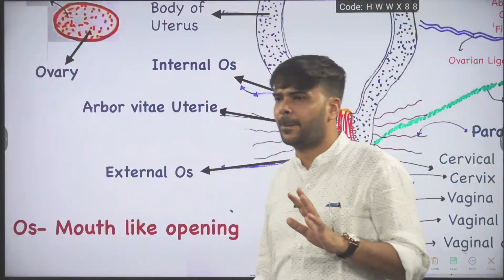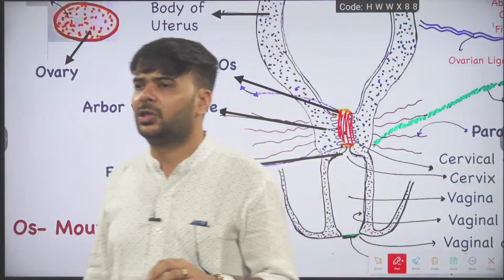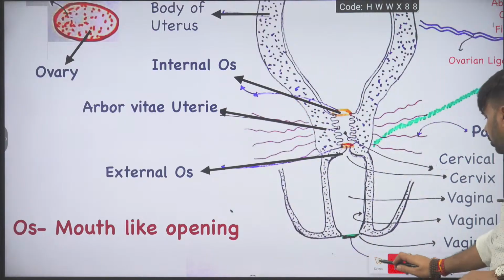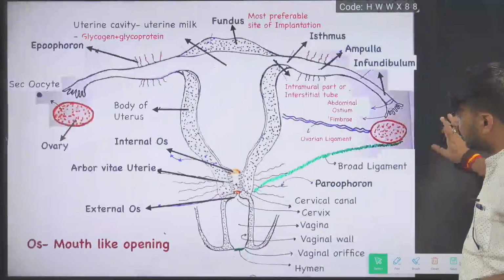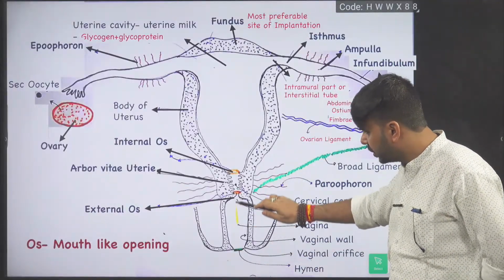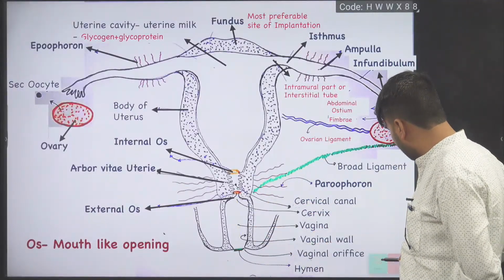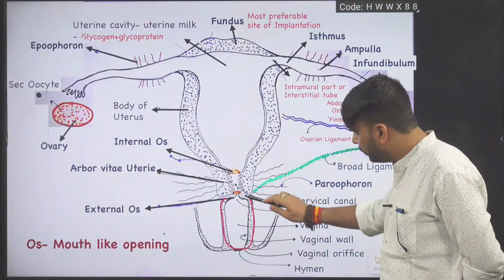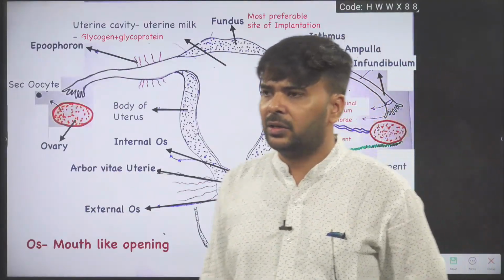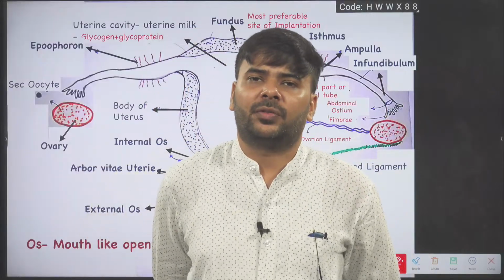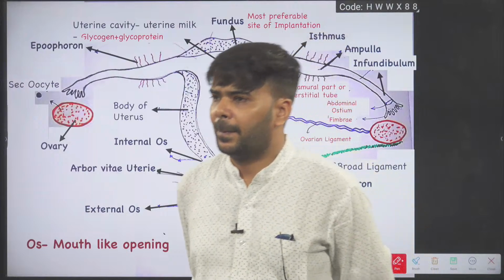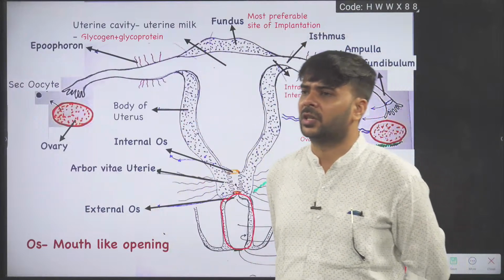Easy, everyone? Any doubt till this? Cervix clear or not? Then this chamber, here you can see, this area is called the vagina. This part is called the female reproductive organ or coitus organ, the vagina. Okay, what is the function of the vagina? What is the function of the cervix?